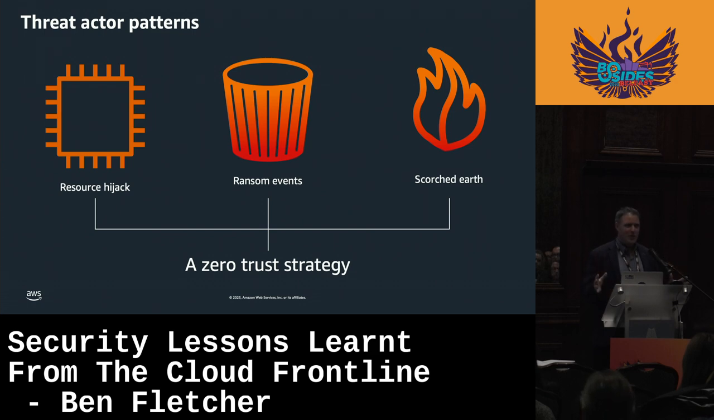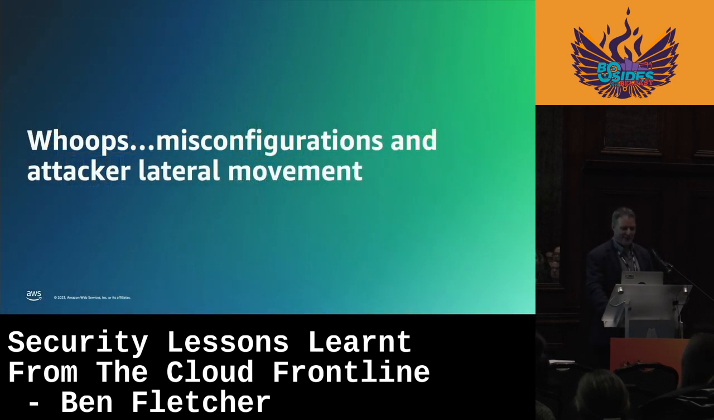Usual stuff, we know this. But as identity is the boundary in the cloud, it is really important understanding what permissions you're giving people, and also I showed you earlier what permissions you're giving a service. And let's get on to the permissions I gave to a service.